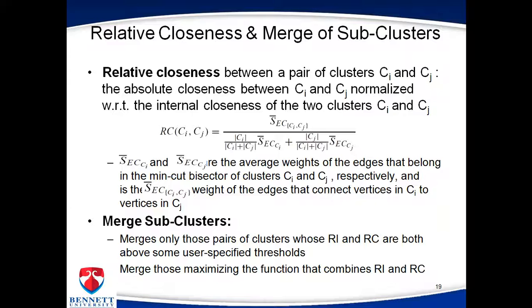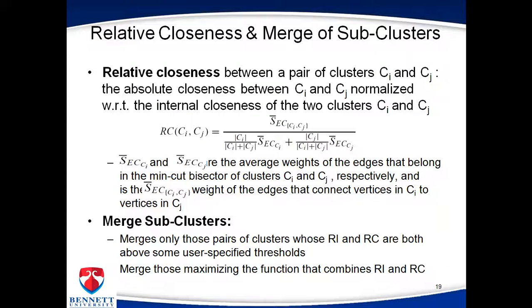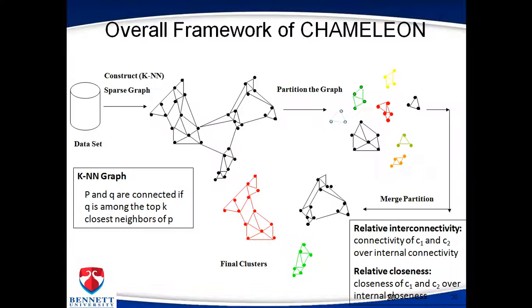So relative closeness and relative interconnectivity are what we use to find which clusters we are going to merge. We will further see with an example how we merge clusters. So that's the overall framework of Chameleon. First we have a large data set entered in the form of a graph, then we partition the graph, and then merge partitions on the basis of relative interconnectivity and relative closeness, and then make the final clusters.